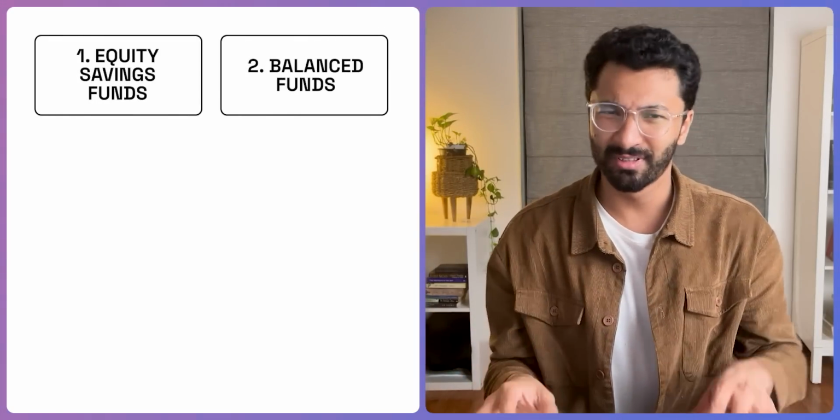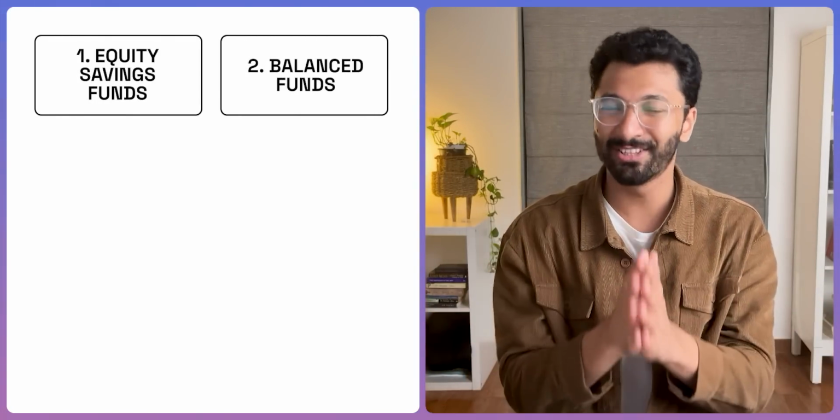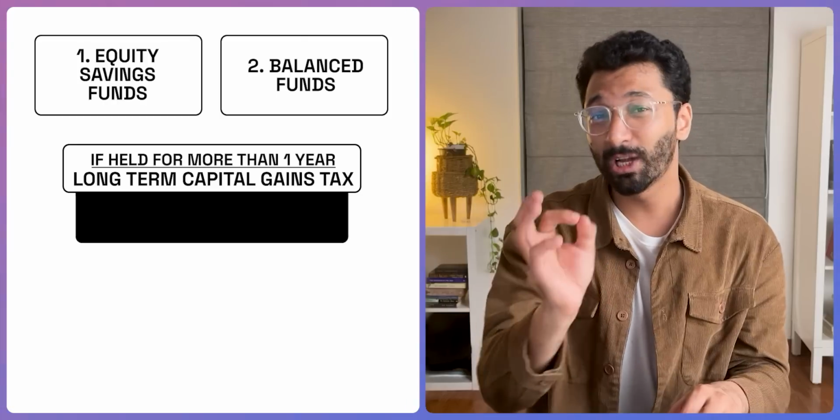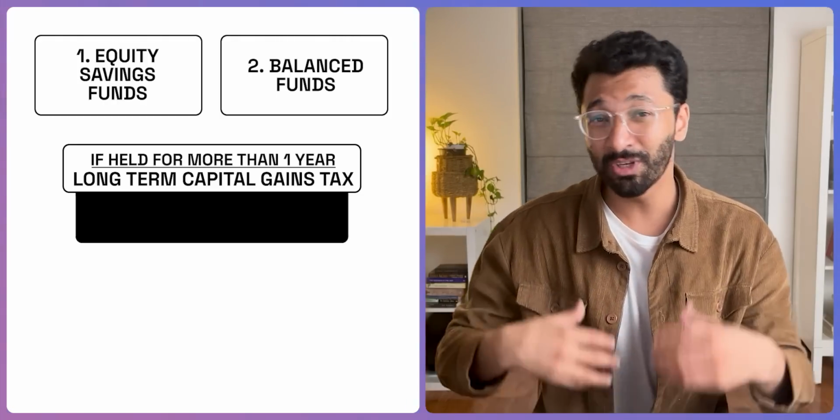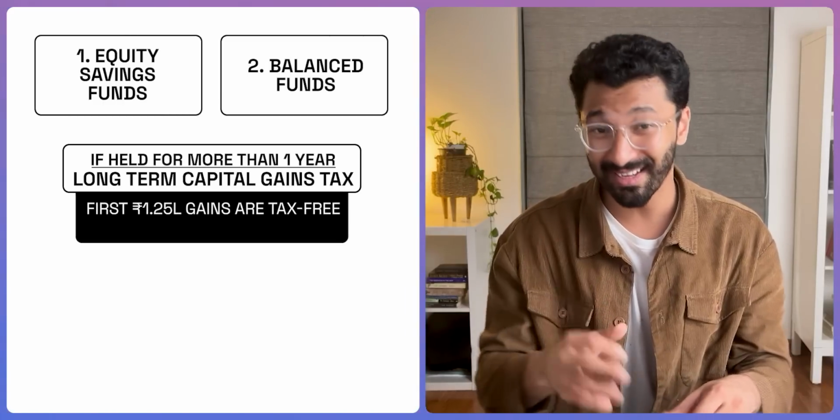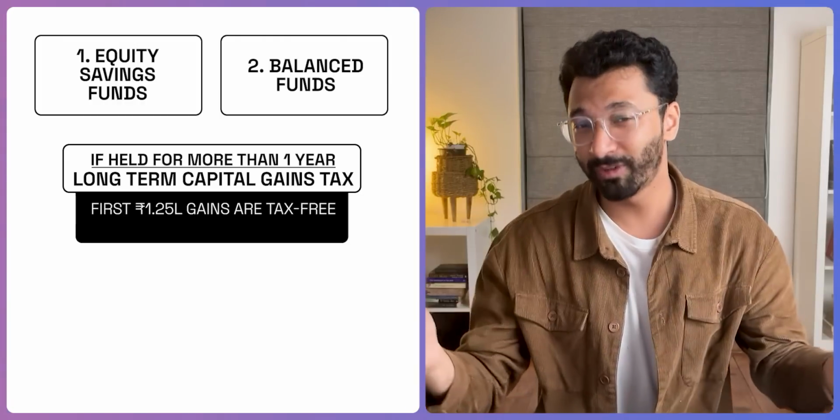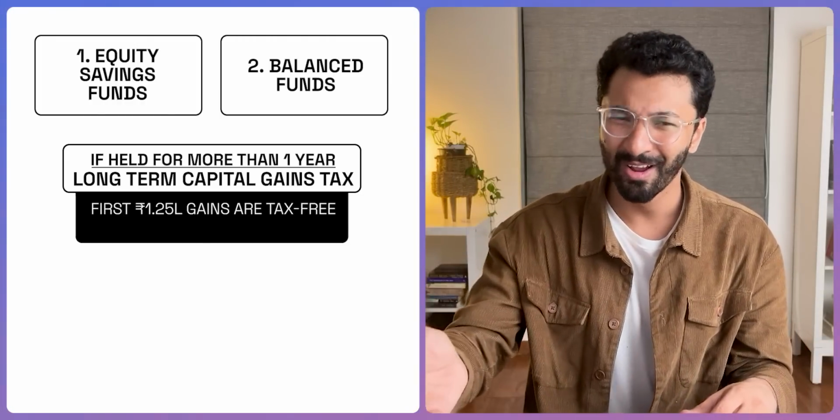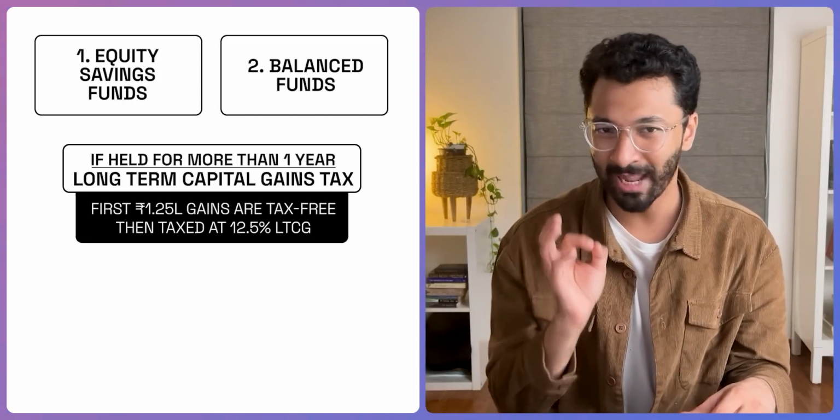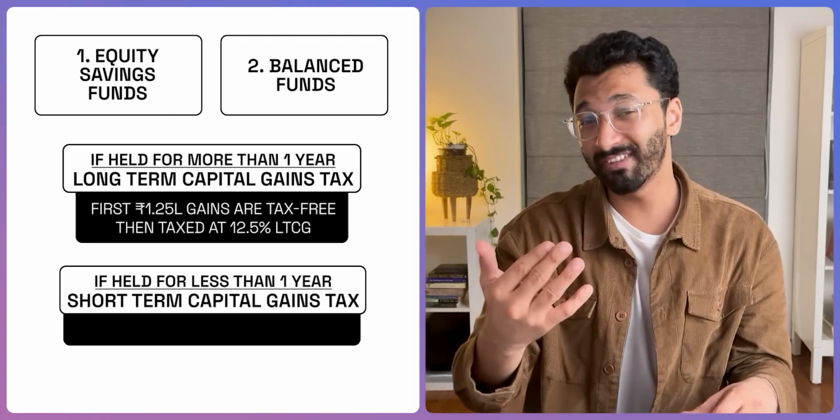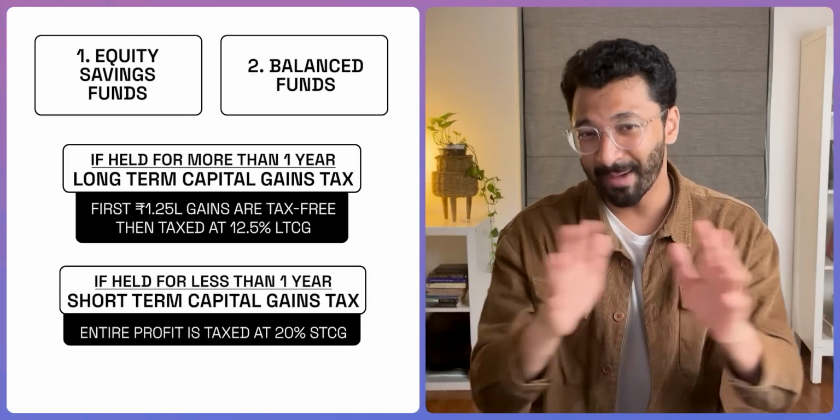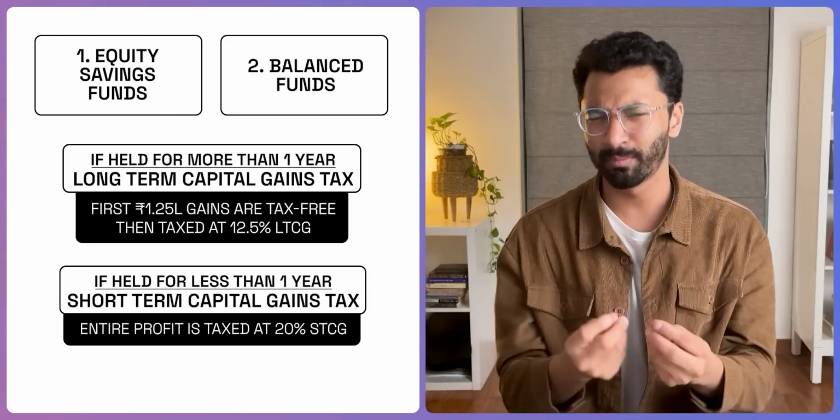In both these options, equity savings funds and balance funds, the taxation is the same. If you hold these funds for more than 1 year, you get long-term capital gains taxation, which means that the first 1.25 lakhs of profit every single year is tax-free. And once your profit goes beyond 1.25 lakhs, on whatever the excess amount, you'd pay 12.5% in long-term capital gains tax. Now, if you hold your investment for less than 1 year, that entire profit that you make is taxed at 20% as short-term capital gains tax.